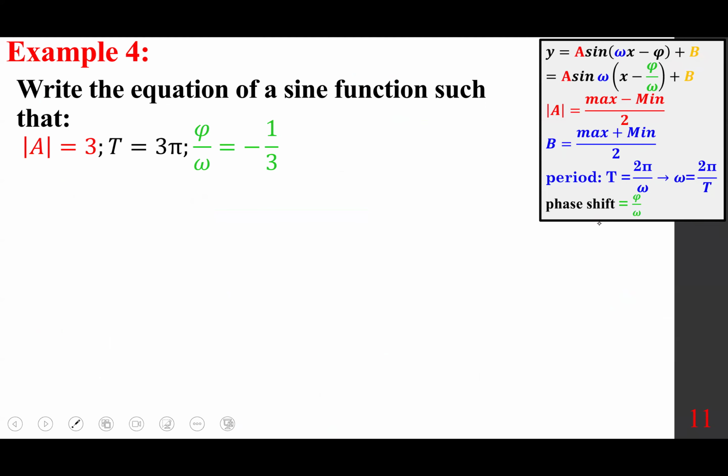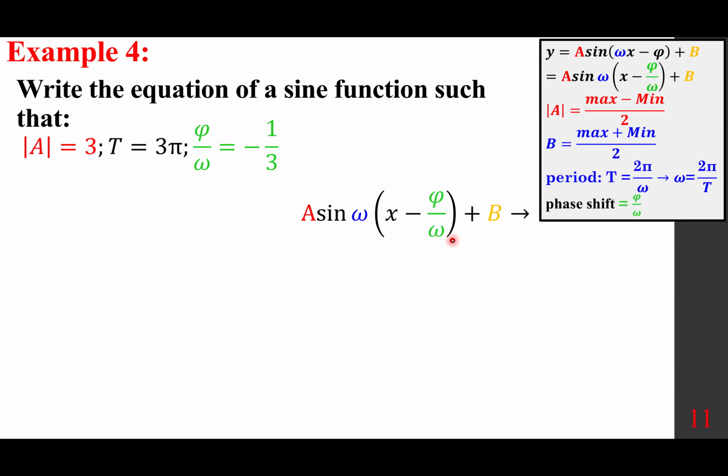So we want to write an equation here where the amplitude is given, T is given, phi over omega is -1/3. So we start writing the formula A sine omega x minus phi over omega plus B, and we have to figure out the A, omega, and phi over omega.